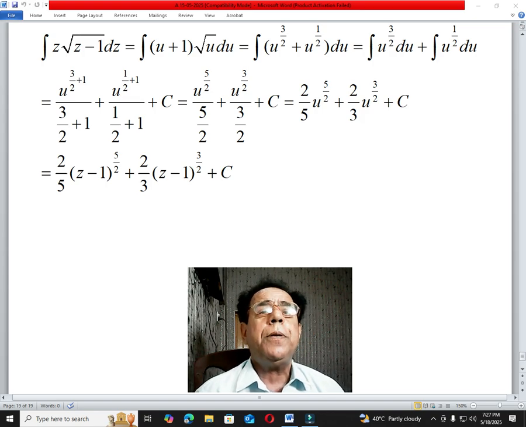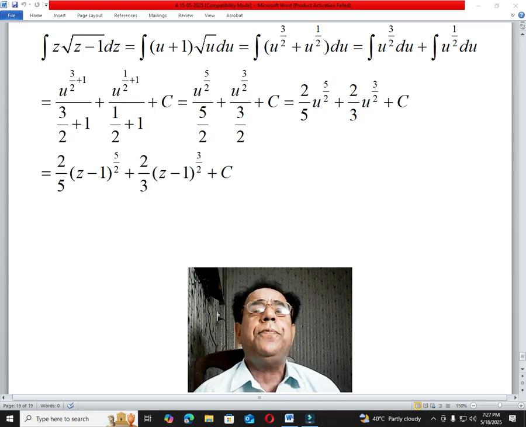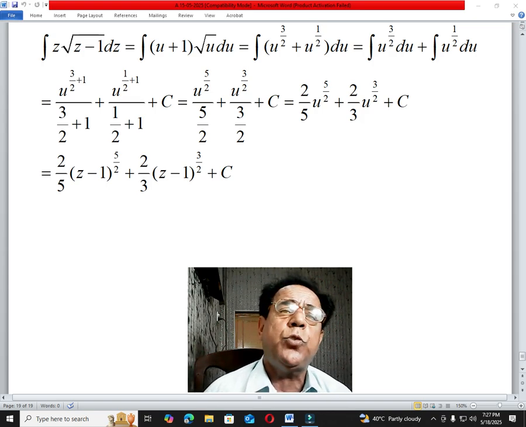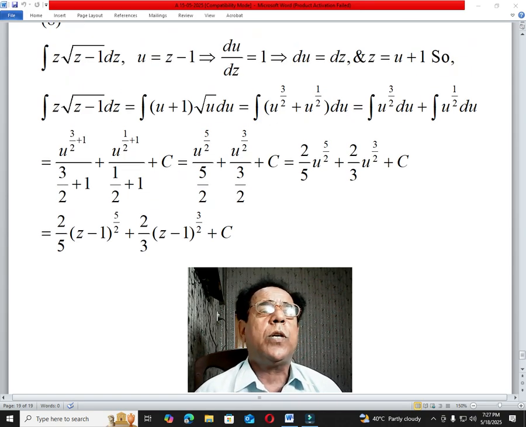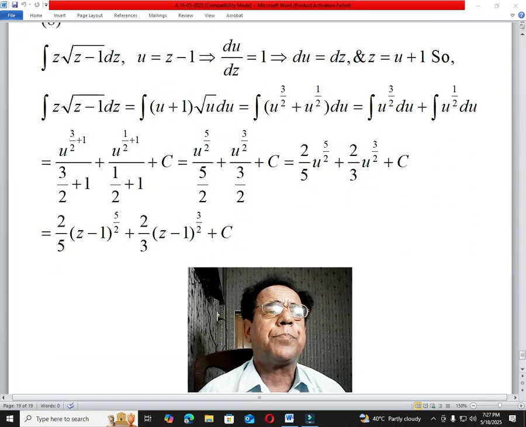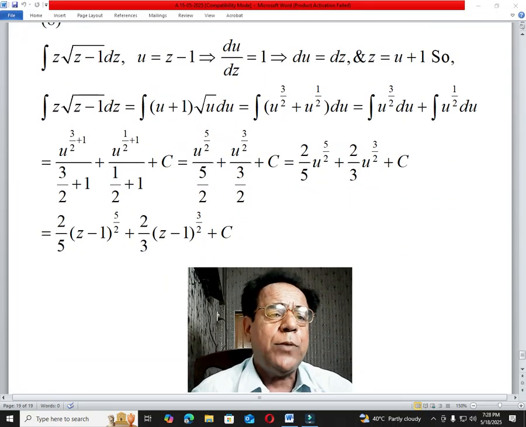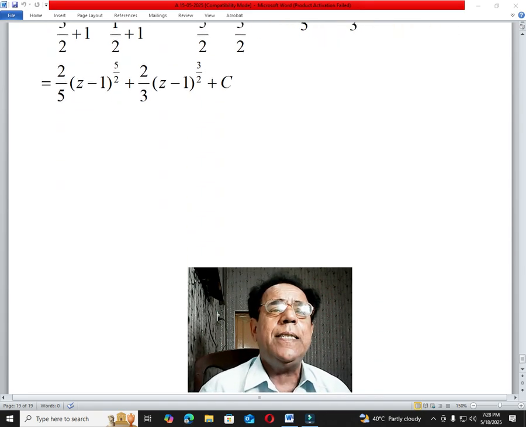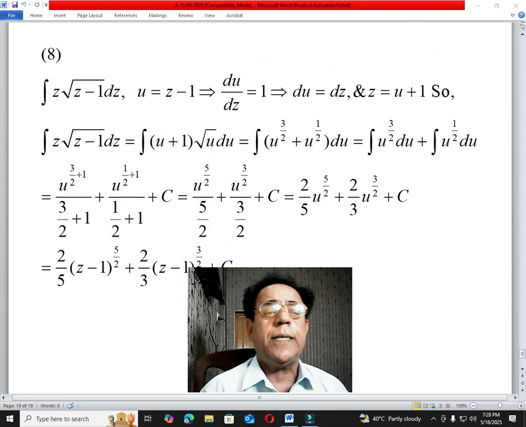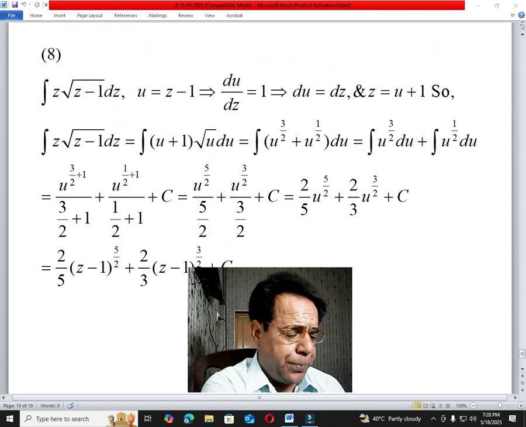The only step remaining is that here we have to resubstitute u by its value, that is z minus 1. So our answer becomes 2 by 5 times z minus 1 to the power 5 by 2 plus 2 by 3 times z minus 1 to the power 3 by 2 plus c, where c is a constant of integration. This is the end of our problem.